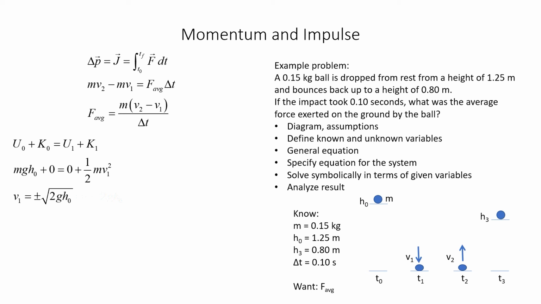Now notice I have a plus minus on it. I have v1 going in the downward direction. So I'll take upward as positive and let v1 be minus root 2gh0.